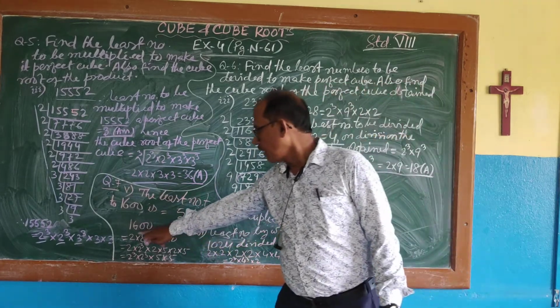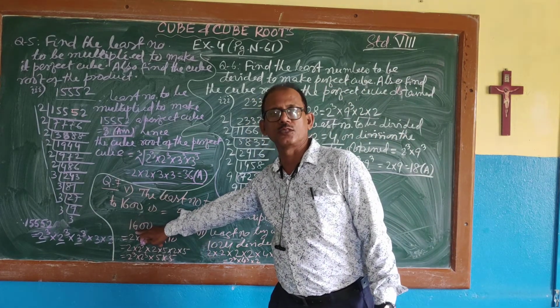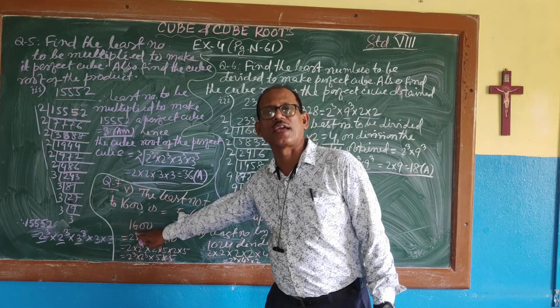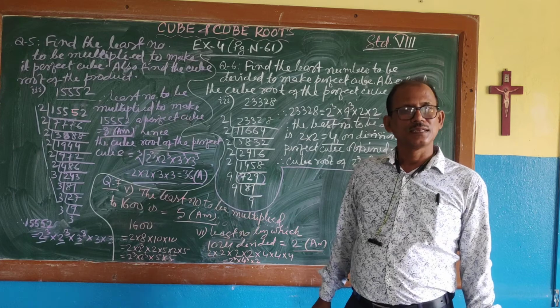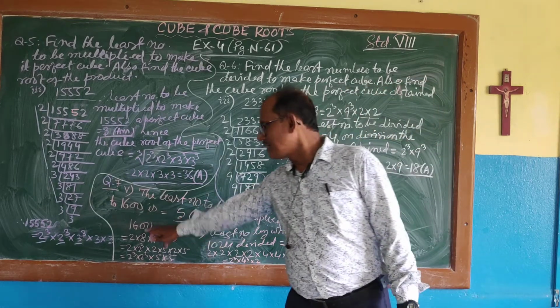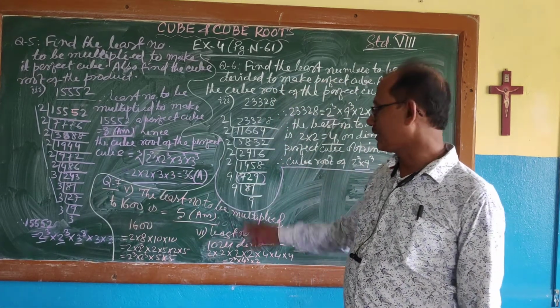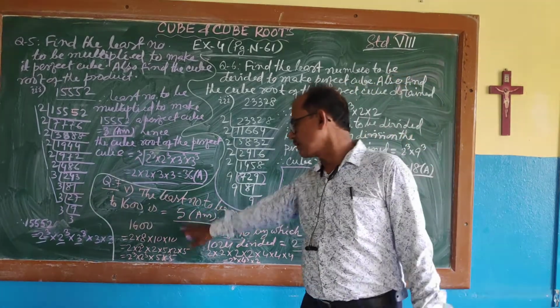So if you want to make this a perfect cube, you have to multiply with the least number 5. So 5 16s are 80. Say 80 means 8000. 8000 is a perfect cube. So the number to multiply is 5.